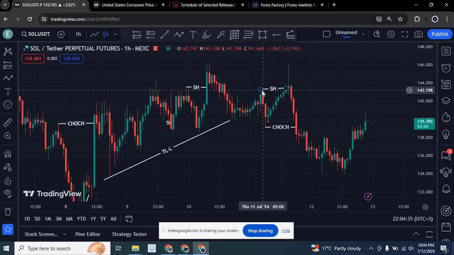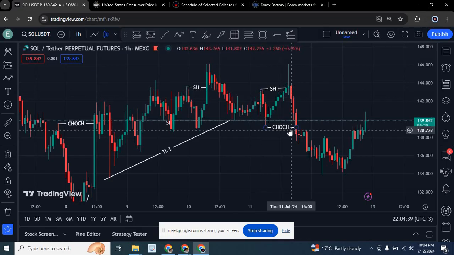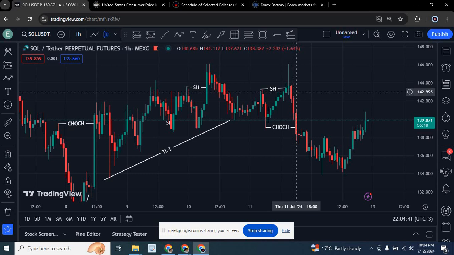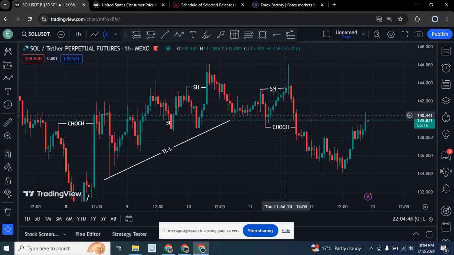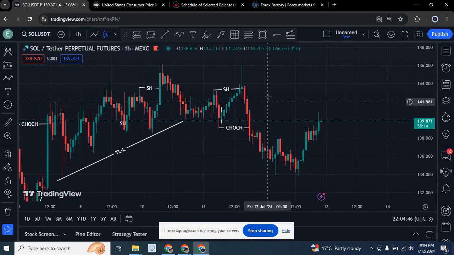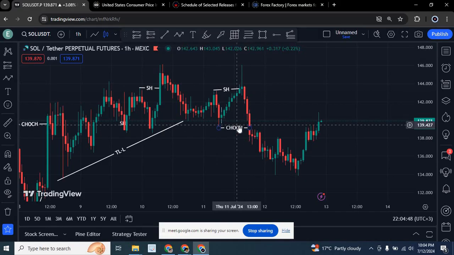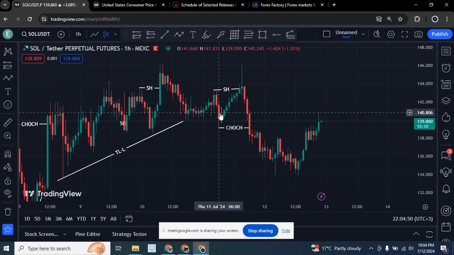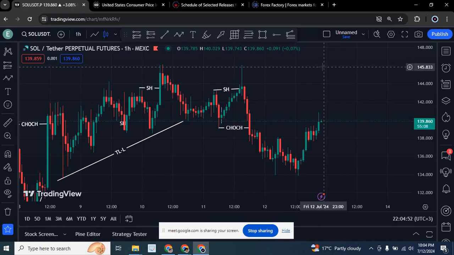Is that okay, Ian? Yes. So this was the stop hunt zone. This was a change of character. So we have identified we are having a bearish QM. Ian, do you have a question?